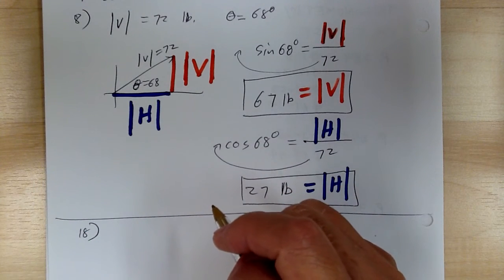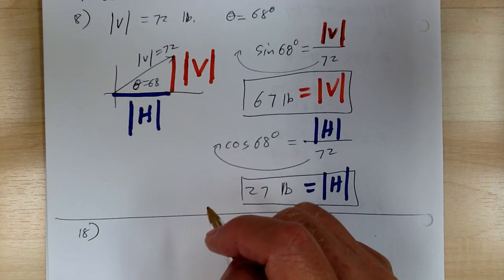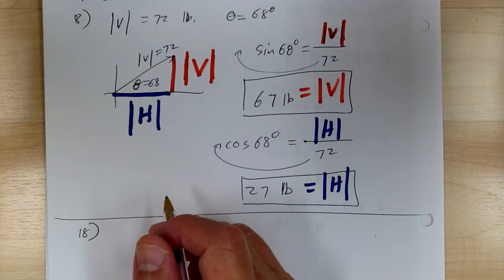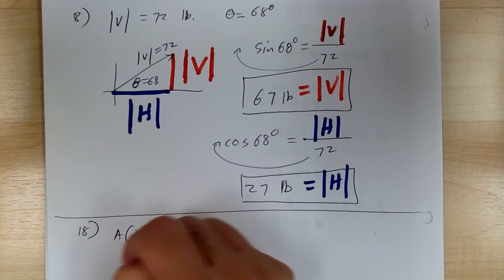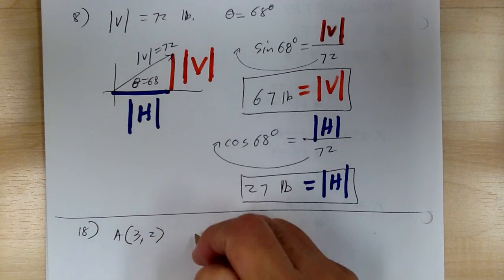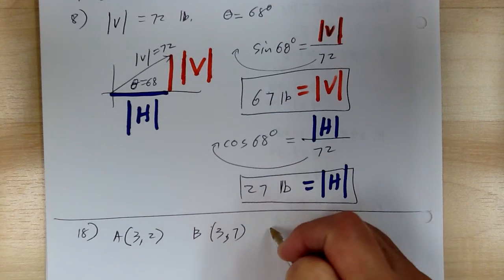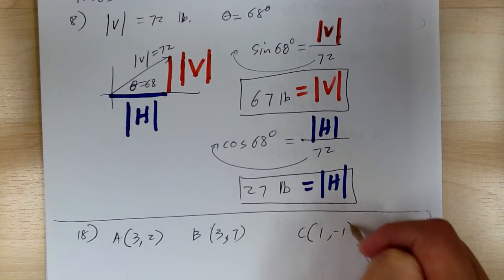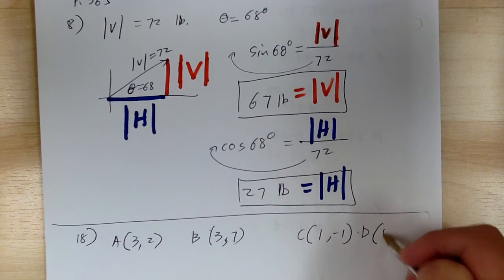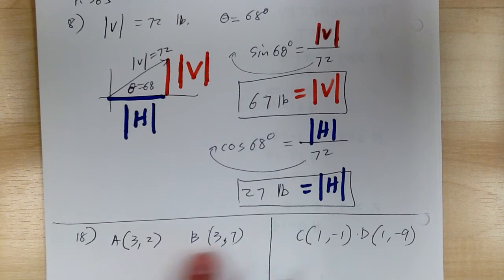Let's go and read the instruction. It says, determine whether the vectors AB and CD have the same direction, opposite direction, or neither. Okay, so number 18. Point A is (3, 2). B is (3, 7). And C is (1, negative 1). And D is (1, negative 9). Okay? So this is the beginning, this is the end.